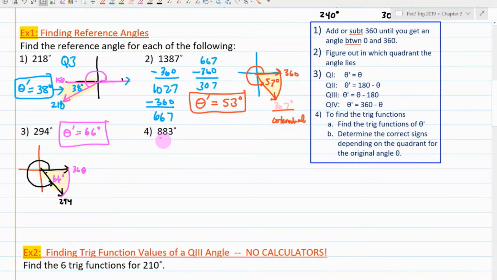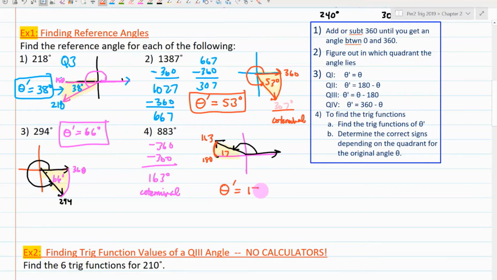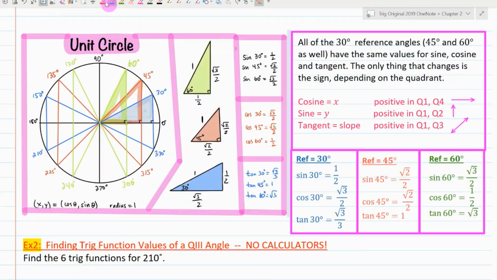For this one, if you subtract 360 and then you subtract 360 again, you will get 163 degrees. This is the coterminal angle. If I draw 163 degrees, it's right about there. We need to figure out how far away I am from the x-axis. So this is 180, that's 163. So that angle right there is 17. So my reference angle is 17 degrees.